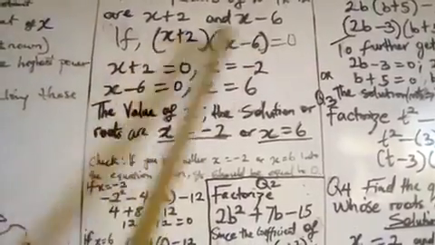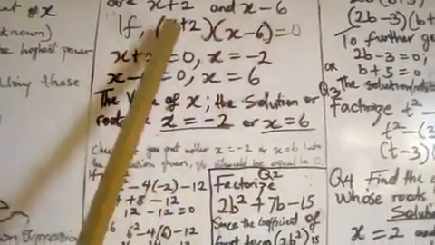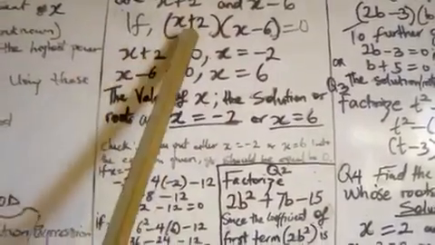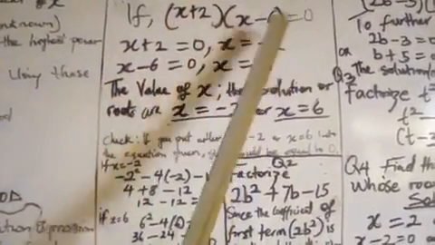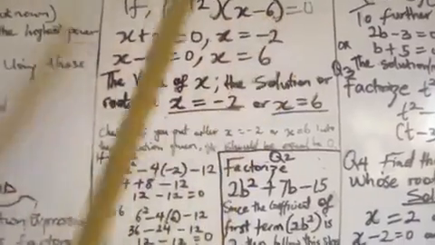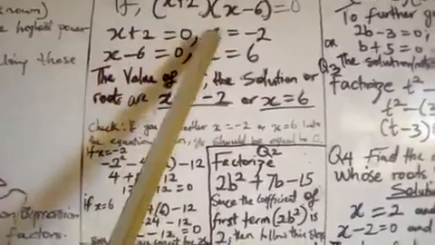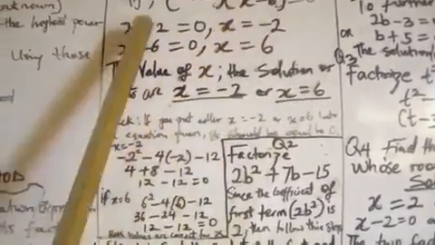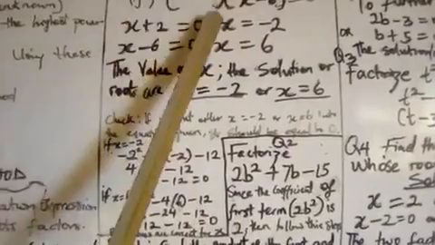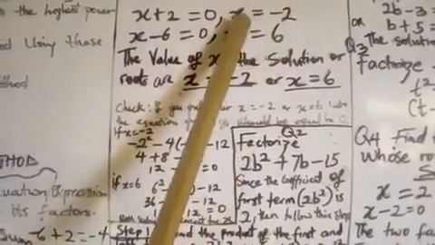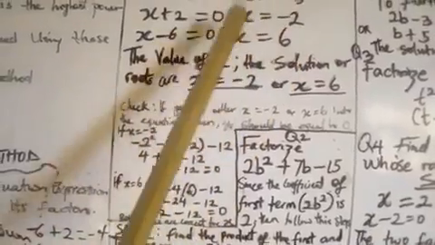If these two values multiply to give 0, then one of them should be 0, right? If you multiply 0 by this, it will give you 0. So let's take one of these to be 0. x plus 2 is equal to 0. Then x is equal to minus 2. This plus 2 will cross the equality sign and becomes negative 2. So that means x can be minus 2.